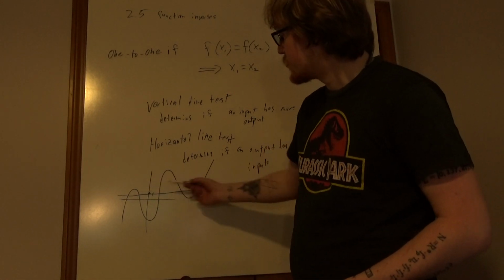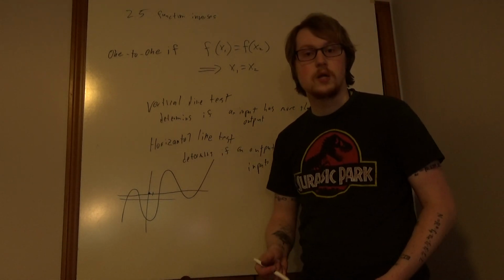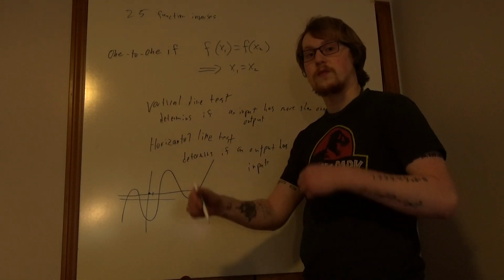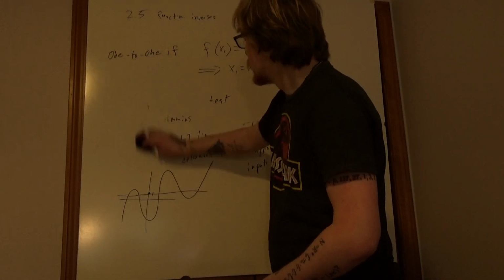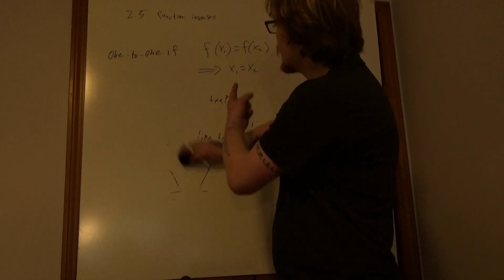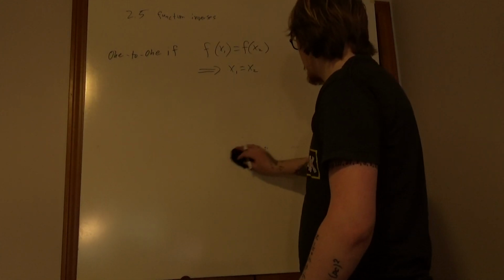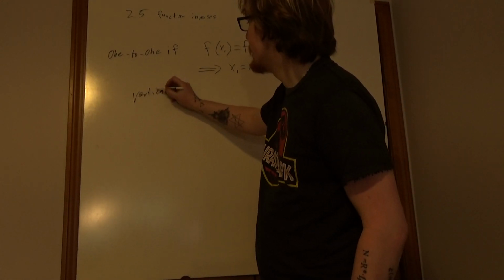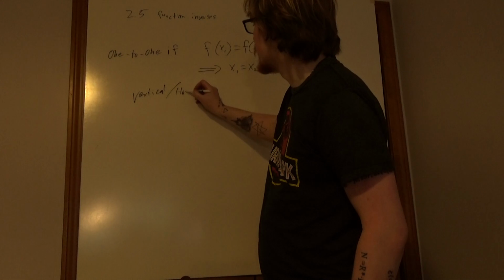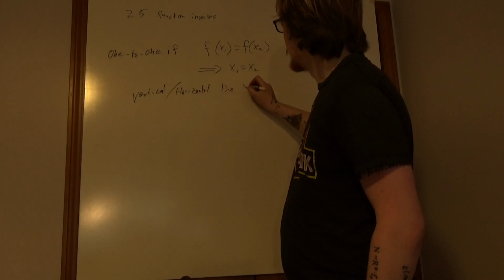And the way we found that is by drawing a horizontal line. So, just as with the vertical line test, we have the horizontal line test, which gives us sort of the other half of being 1 to 1. So, we can use the formal definition of 1 to 1 to find out if a function is invertible, and we can also use the vertical / horizontal line test.